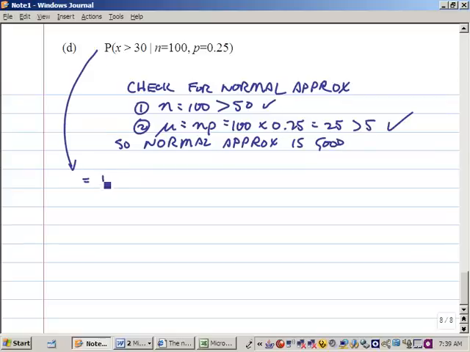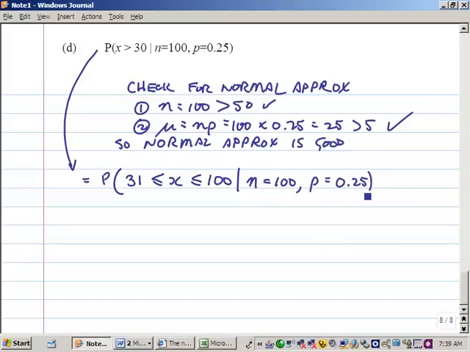Alright, so the next thing we're going to do is to write this with limits and equal signs. Strictly greater than 30 means our lower limit is 31, and since n is 100, the maximum number of outcomes we can have is 100. So the very first thing we should do is to rewrite the binomial so that it has two limits, and so that both of the inequalities have equal signs in them.